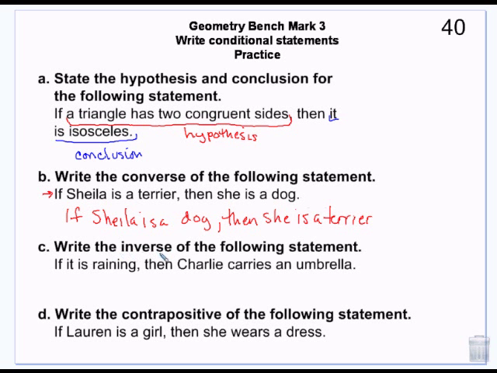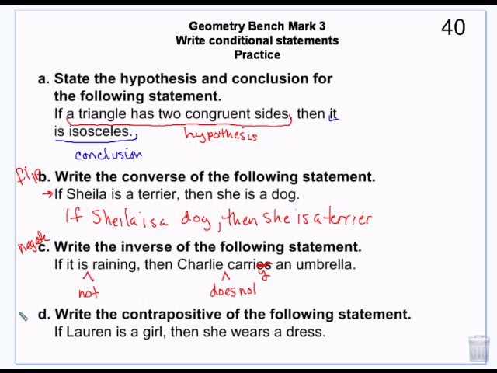Okay, write the inverse of the following. So inverse is, so this is flip. This is negate. So if it is not raining, then Charlie does not carry an umbrella. As long as I understand what you're talking about, you're good. Does that make sense though? You can just put the nots in there.